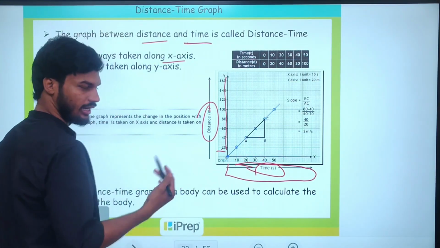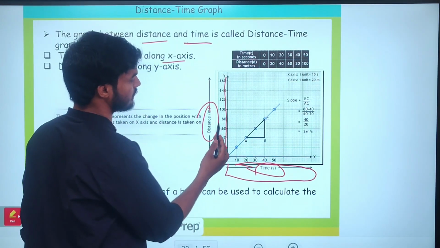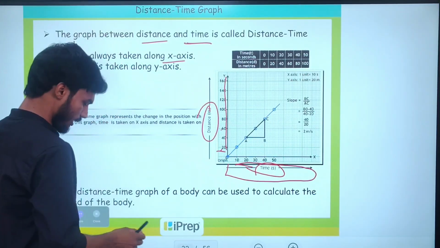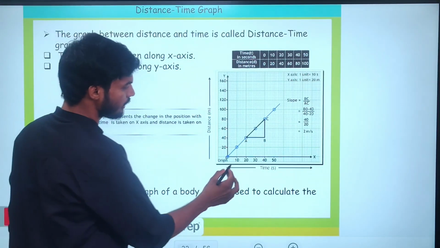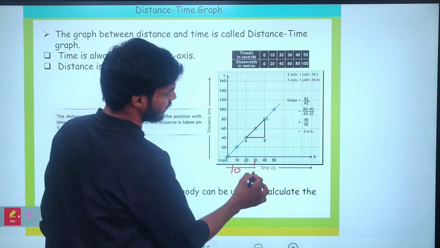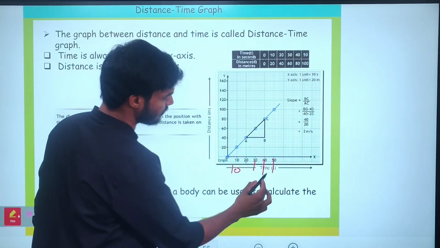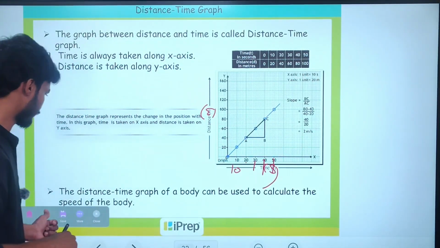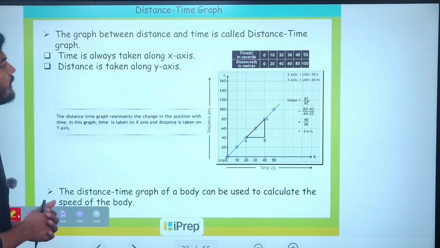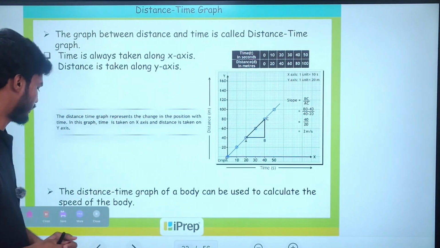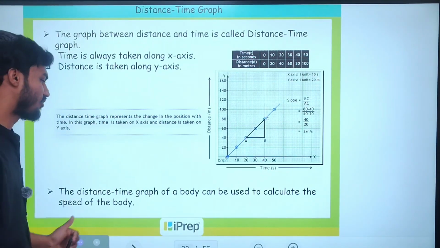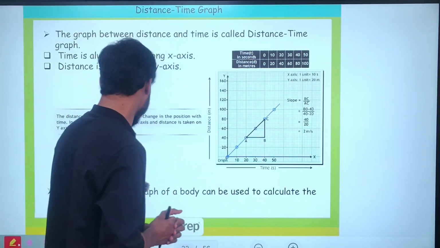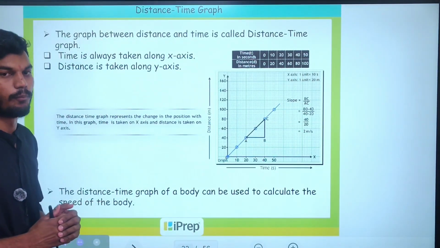For example, 20 kilometers, 40, 60, 80, 100 kilometers. Here you can take 10 minutes, 20 minutes, 30 minutes, 40 minutes. Here it is given in seconds, 10 seconds, and meters, 100 meters. Right? Distance is always taken on the y-axis. The distance time graph of a body can be used to calculate the speed of the body.